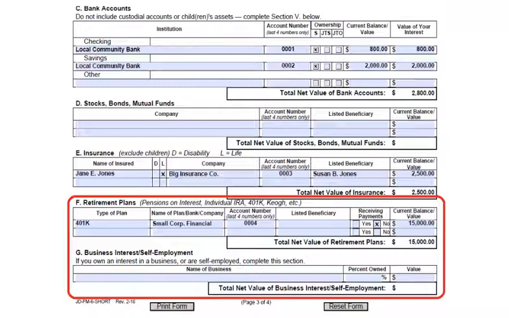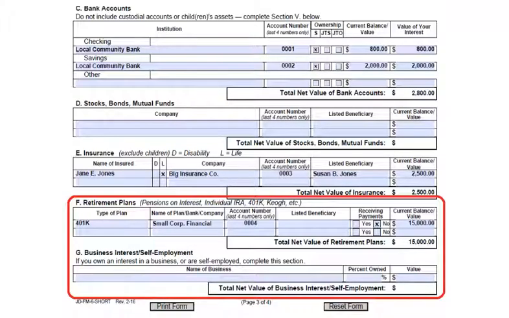In the column labeled Listed Beneficiary, list the individuals who are the beneficiaries of the account. Next, indicate by checking the correct box if the account is currently receiving payments or not. In the last column labeled Current Balance Value, enter the current cash value of the account. Fill in all information for other retirement type accounts on the lines provided. Add up all the values in the column labeled Current Balance Value and enter the total in the box on the line labeled Total Net Value of Retirement Plans, or allow the automated form to do it for you.